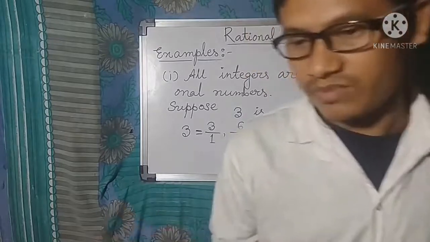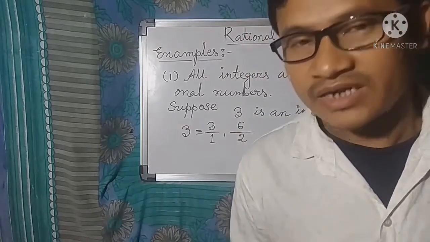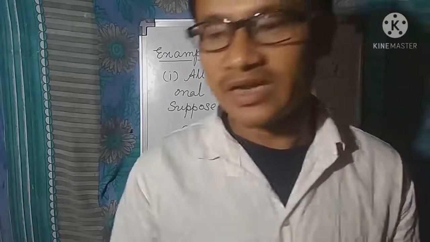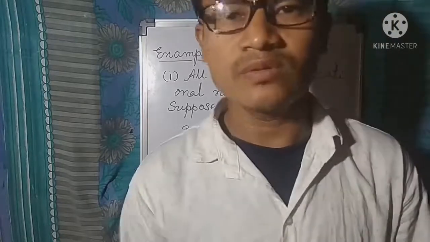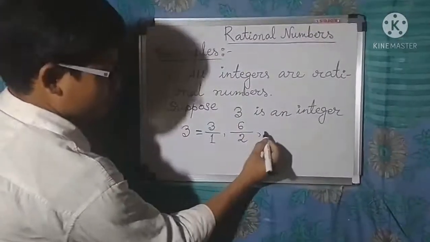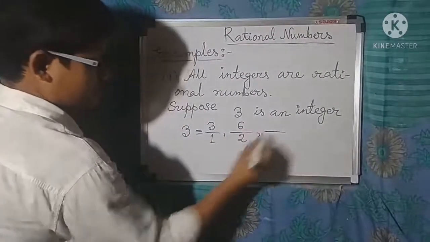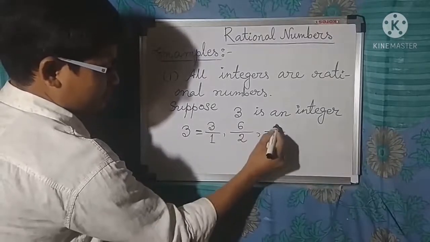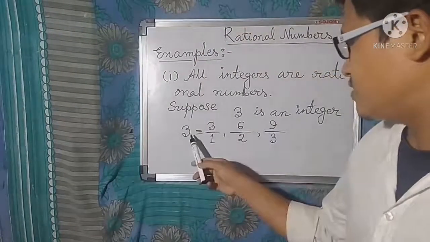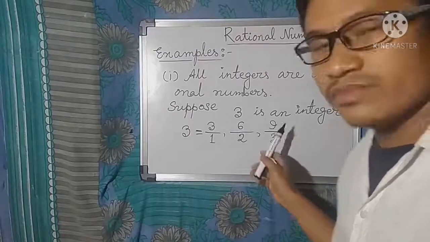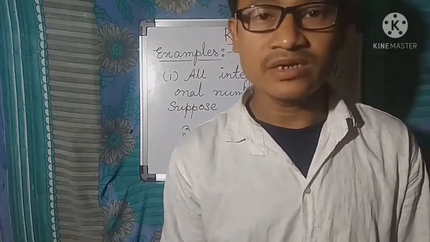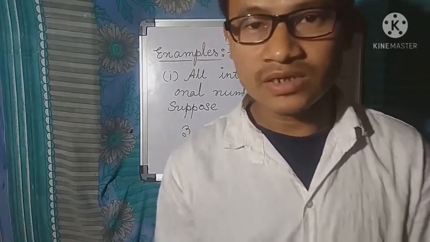We can write the same number in various forms. Again 3 can be written in the form of 9 by 3. 9 by 3 means 9 is divided by 3. If we divide 9 by 3, then we will get 3, isn't it?